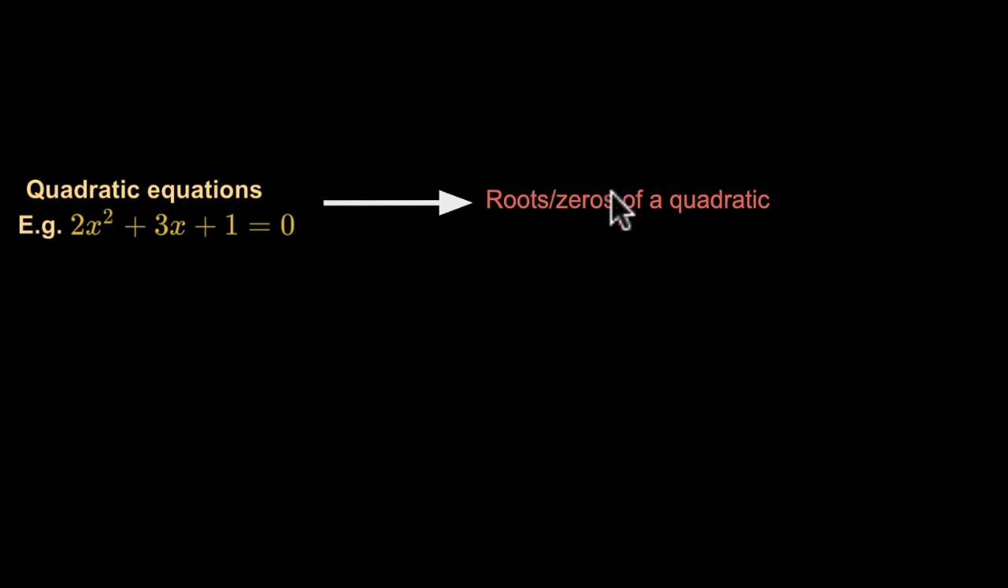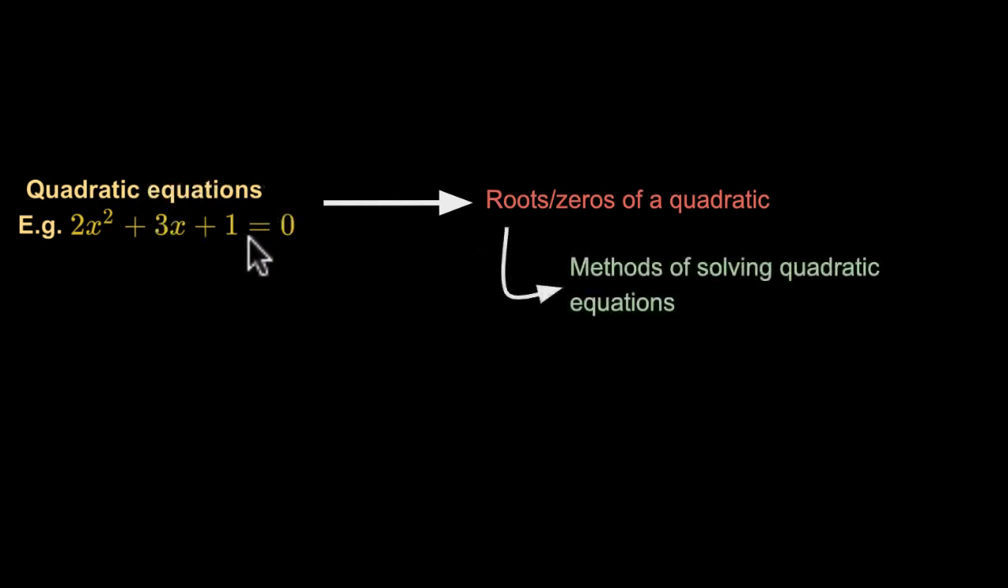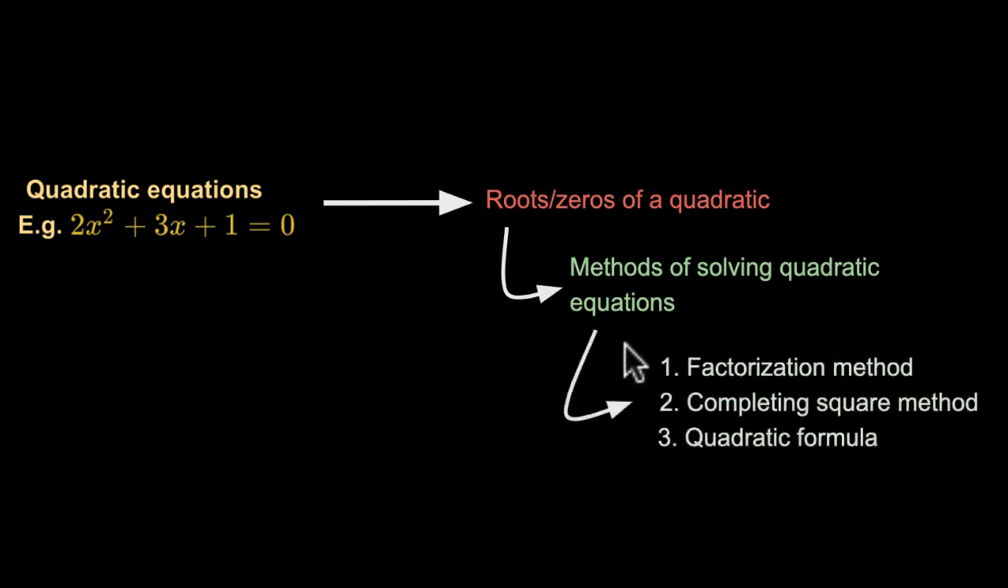a quadratic. And once we know what we mean by roots or zeros, then we'll see what are the different methods to solve these quadratic equations. In other words, what are the different methods to find these roots or zeros. So we'll focus on three different methods: factorization, completing the square, and the famous quadratic formula. And even out of these three, we'll focus mostly on factorization and the quadratic formula, because whenever you want to solve a quadratic equation, we'll almost every time use the factorization method or the quadratic formula.